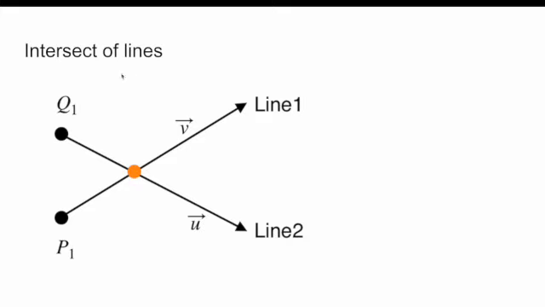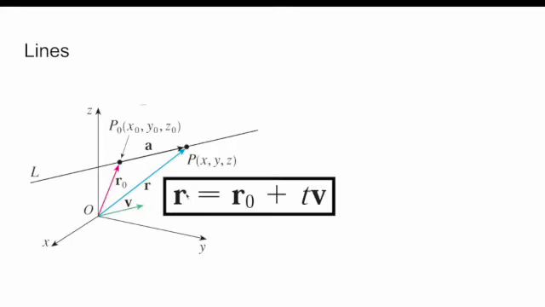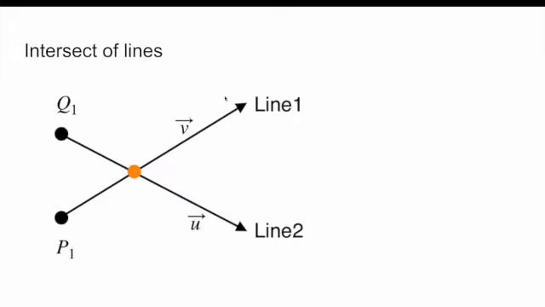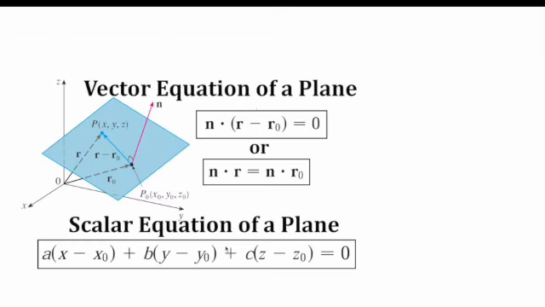Another important thing is the intersection of lines. At this point, you just have to find the intersection of the two lines, so you equate their equations. We have r1 equals r0a plus tva, and r2 equals r0b plus tvb, and then you equate r1 with r2 and solve for t. Once you solve for t, you replug it back into the equation, and then you have the intersection of the two vector lines.